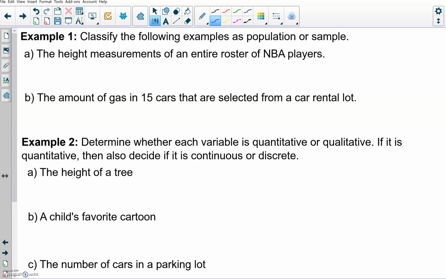Okay, so hopefully you paused and tried those. It's hard for me to know over here as I'm making this, but the height measurements of an entire roster of NBA players, and we want to determine if this is going to be a population or a sample. Anytime they give you a clue that it's all of something, that's really the dead giveaway that this is going to be a population. If they didn't say the entire roster, you wouldn't be able to assume it was a population, but the entire roster is going to be the population.